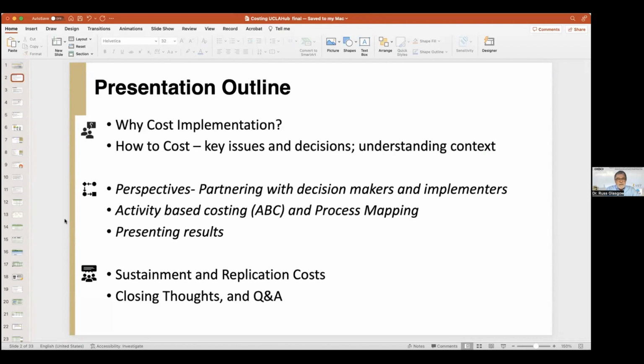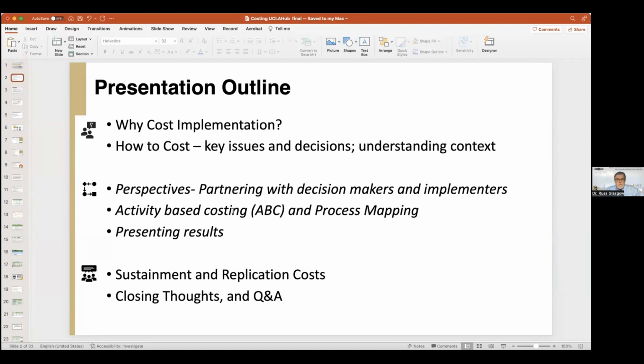What I'm going to do in a very rapid fashion, so we have enough time to discuss and get your questions and comments here, is just briefly to talk about, from an implementation science perspective, why is costing so important, some of the key issues, and then the heart of what I want to talk about is to come back to this issue of perspective that Carol set up nicely. We can't emphasize this enough.